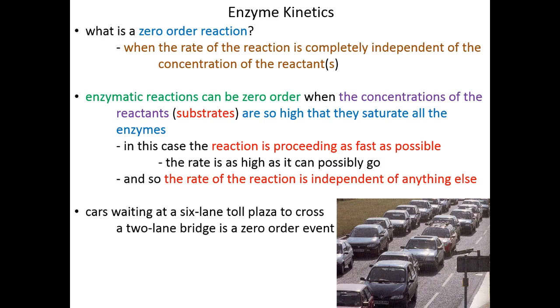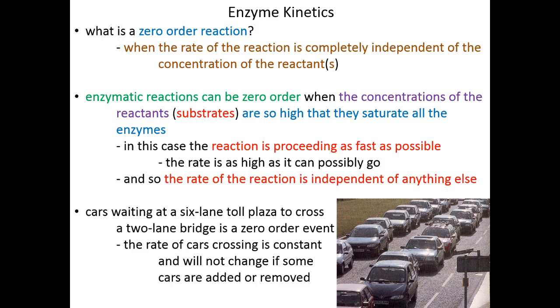Let's go the other way. If you remove 20 cars from the end of that line, so you've gone from a line of 150 to 130, is that going to speed up anything at the toll plaza? No, it won't. Will cars go any more quickly or any more slowly across the bridge? Of course they won't. There's such a backlog of cars, such a backlog of substrate, that adding a little more or taking a little away has no influence on the rate of the reaction at all. Since the rate of the reaction is not influenced by altering the substrate concentration, this is a zero-order reaction. The rate of the reaction is constant.